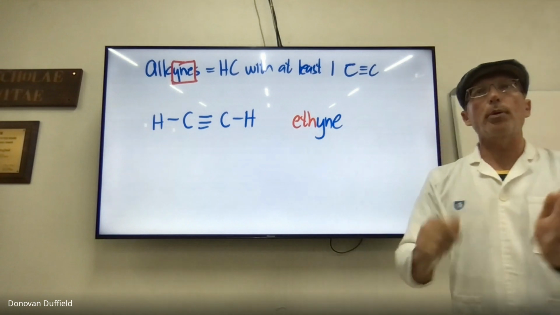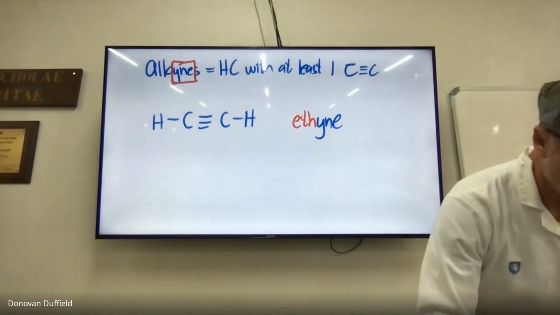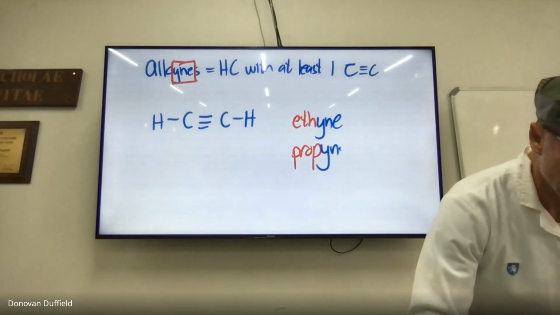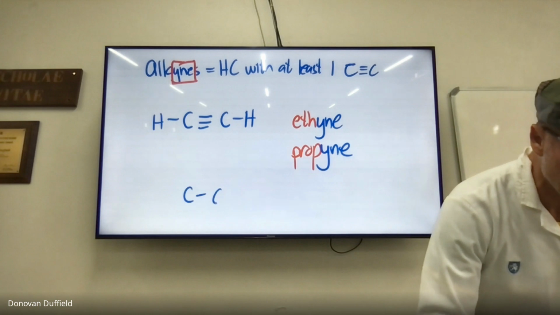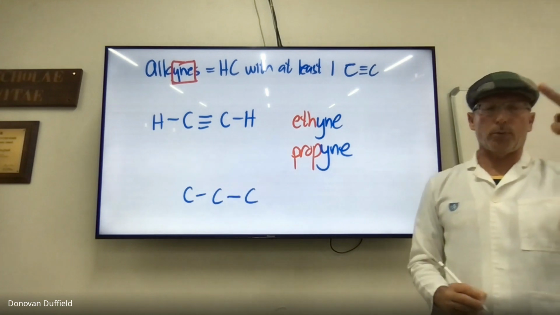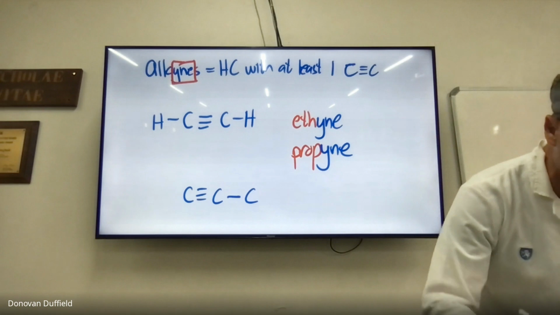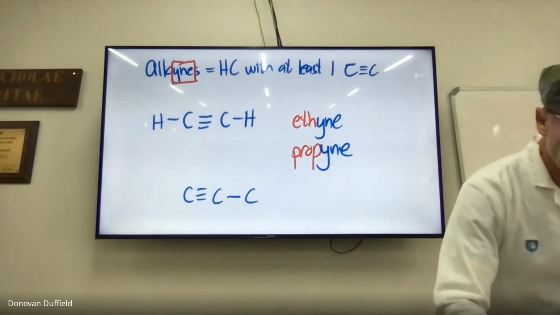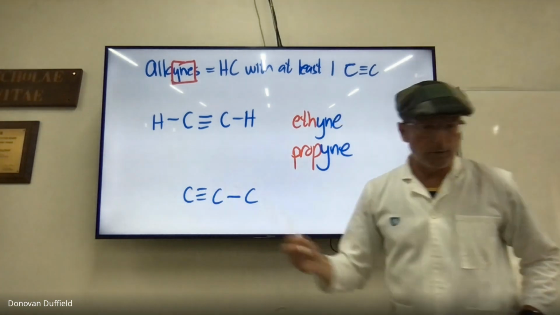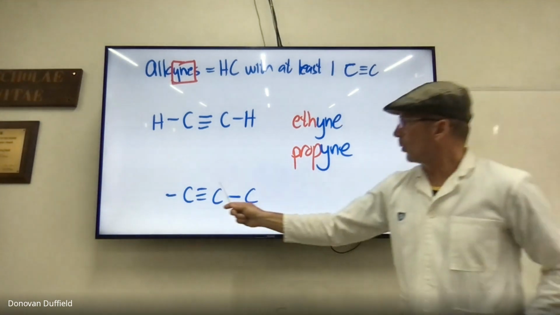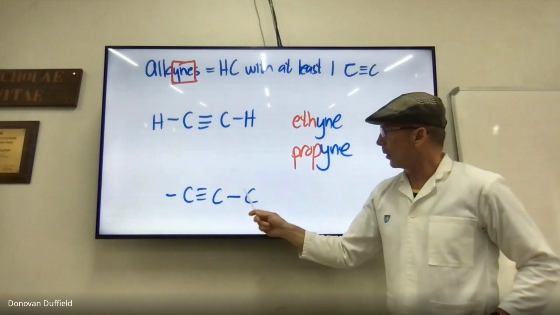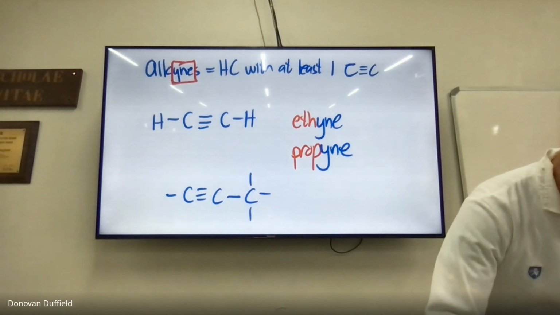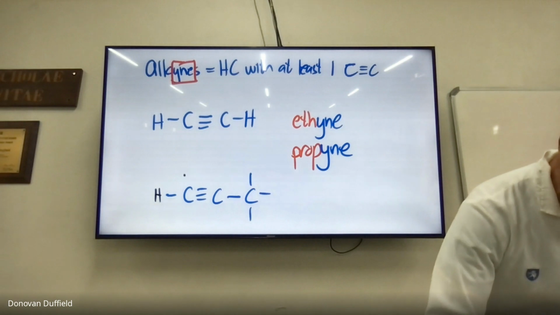What would propyne be? If we said, okay, propyne, this would be 1, 2, 3, meth, eth, prop. The triple bond would be on one of them. Doesn't matter which one. It will be between 1 and 2. And now you go 1, 2, 3, 4. And then you pop the hydrogens in. No, no hydrogens there.